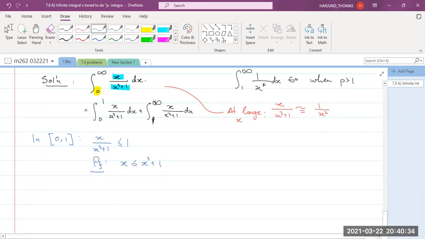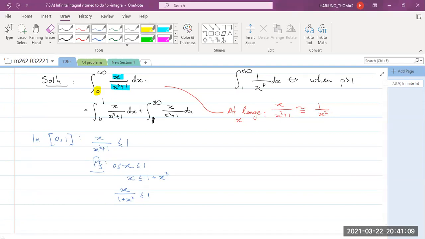When x is between 0 and 1, maybe I put it this way instead. I really want you to see it. Notice that between 0 and 1, x is less than or equal to 1. Agree? If I add a positive number, then x is still less than 1 plus x cubed. Is it right? Therefore, x over 1 plus x cubed will be less than or equal to 1. So in this interval, I can bound this above by 1.